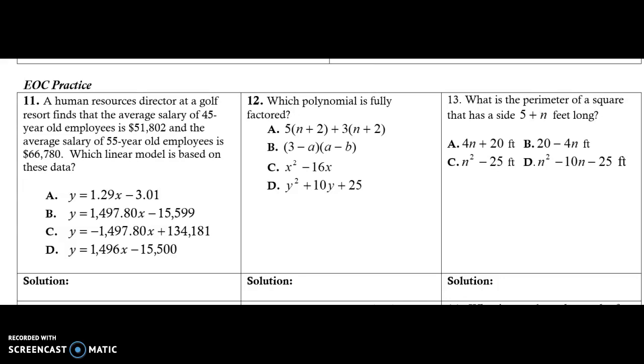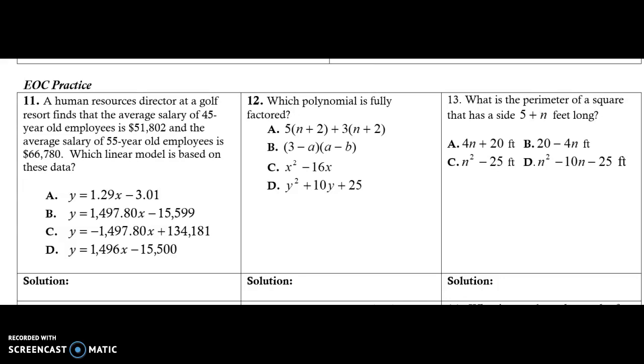Looking at C, remember that the first rule of factoring is to find a GCF, and I can take an X out of each of those, leaving X minus 16, so that one's not fully factored, so I can rule that one out. And this one's a trinomial, so I know that I could set this up like this and continue to factor that one. So I know that one's not fully factored, so B would be our final answer on that one.